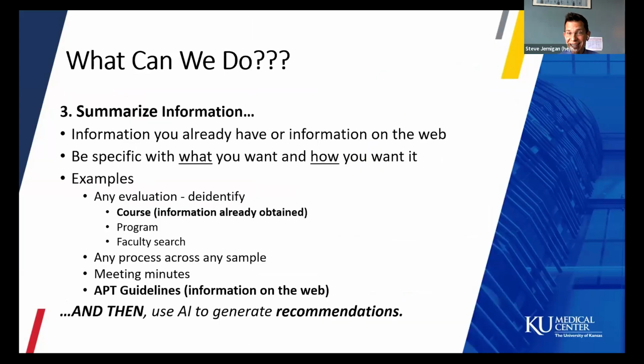So the third bin that I like to talk about is summarizing information. So this is kind of commonsensical. We know we can do that, but I think sometimes we forget the utility of AI for summarizing information. At the bottom of this slide, I indicate that you can also then ask it to generate recommendations based on that summary. And so I use an example of one of my course feedback, and I'm going to emphasize that and then also talk about APT guidelines.